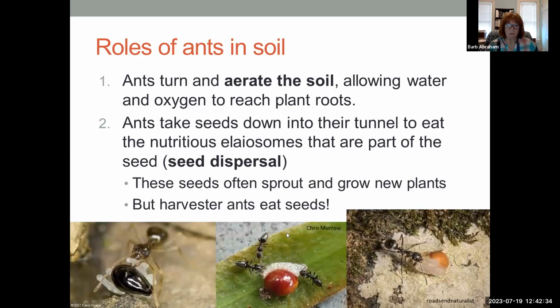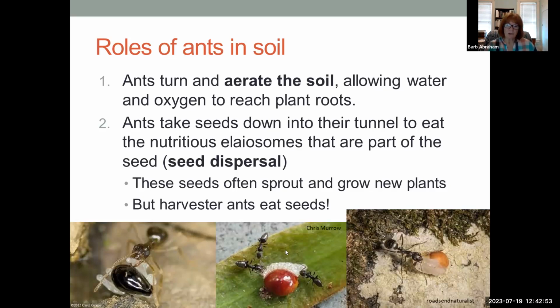The only ones that I'm aware of that eat seeds are harvester ants. They're very common in the desert. They have a nasty sting. They are found in Virginia, but they're not as common as other ants. So these guys actually eat things like grass seeds, probably not these big fat ones.